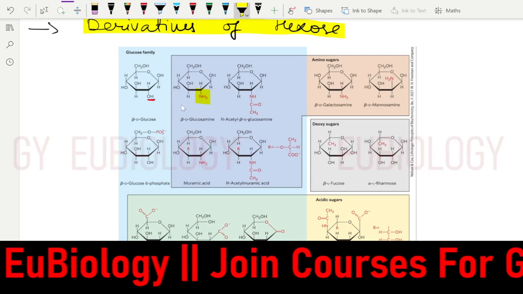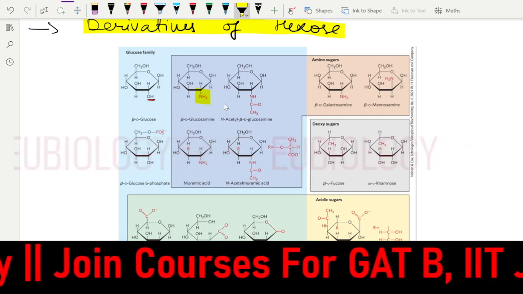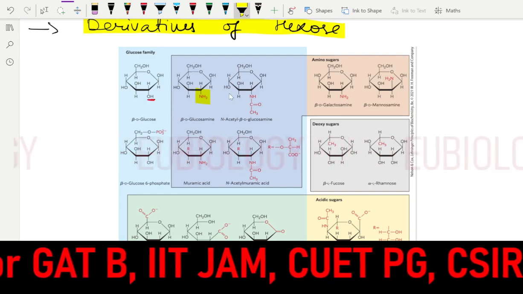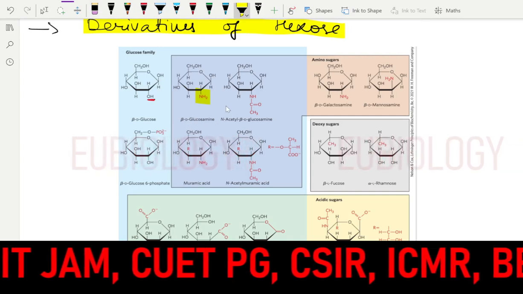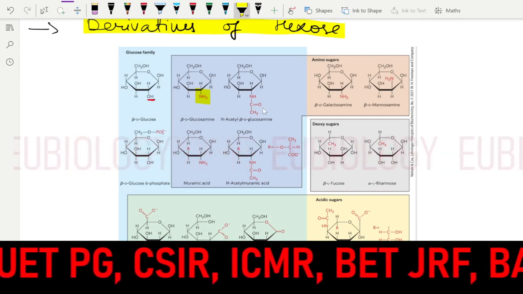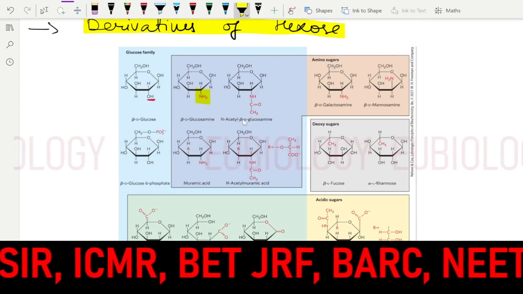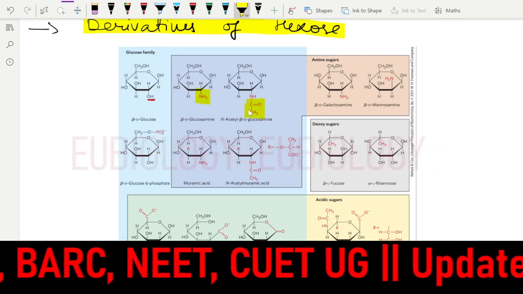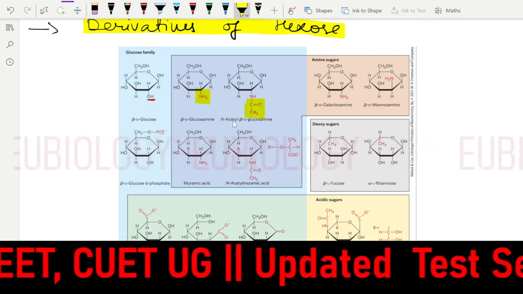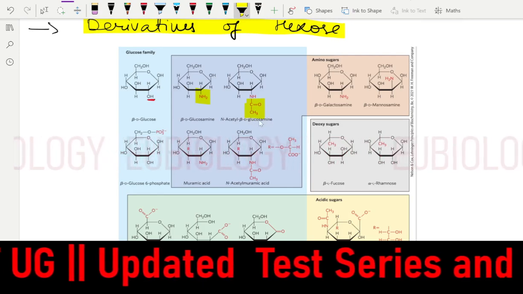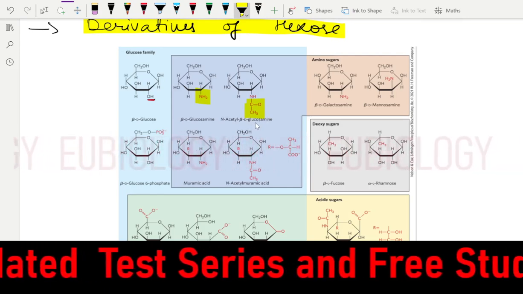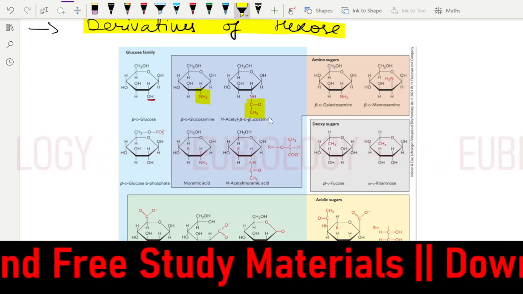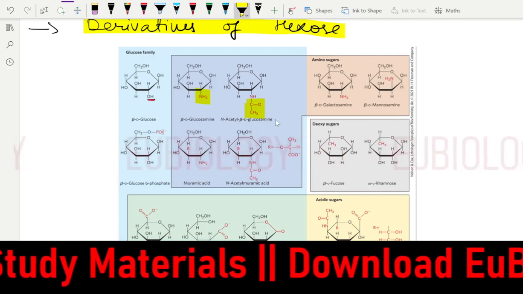So this amino group came instead of OH, that is a derivative, and that will form the glucosamine. Okay, so the same is forming the glucosamine. If one acyl group is added here, this acyl group is added at the amino group, then it is forming an acyl glucosamine, beta D glucosamine, and it is found where? It is found in the cell wall of the prokaryotes. Remember it. It is found in the cell wall of the prokaryote.